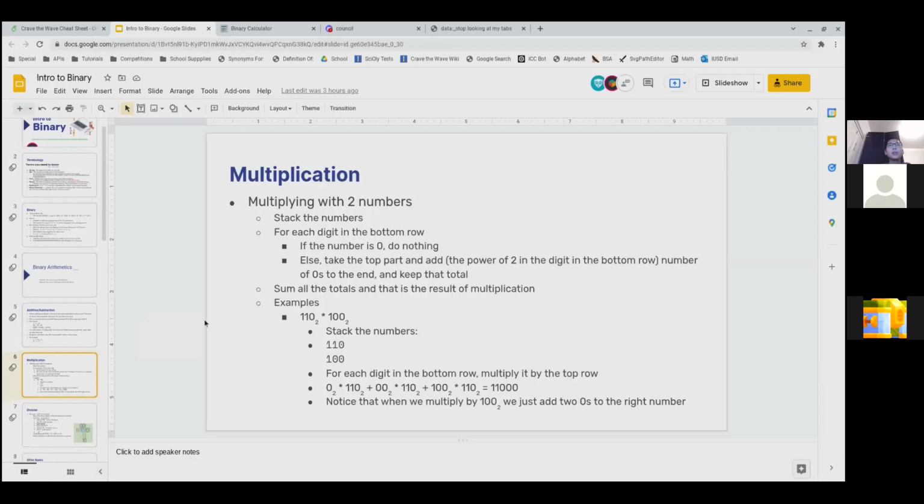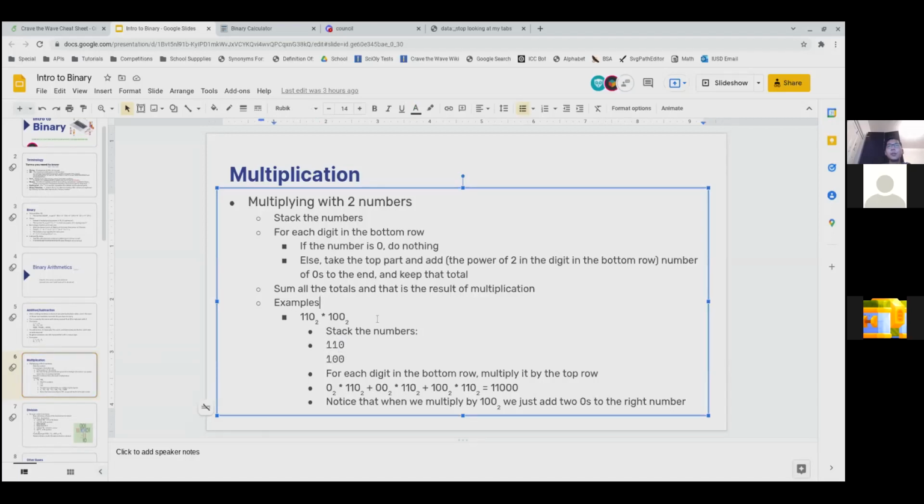With multiplying two numbers, what you're supposed to do is stack the numbers, and for each digit in the bottom row, if the digit is 0, do nothing. Otherwise, take the top number and add as many zeros to the end as the power of 2 of that digit in the bottom row, and keep that total. For example, 110: there's a 0 here, so do nothing. There's another 0 here, you do nothing. And then there's a 100. So there are 2 powers of 2, so you add 2 zeros, and the final answer is 11000.